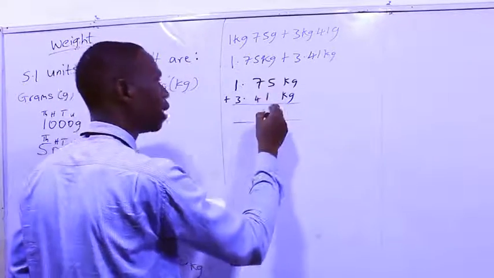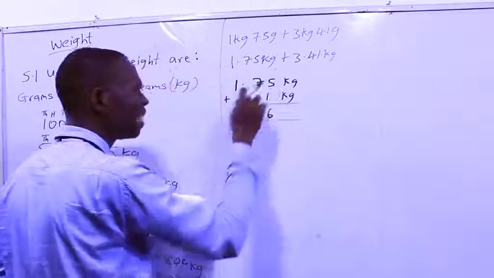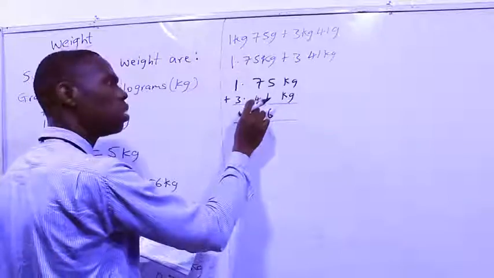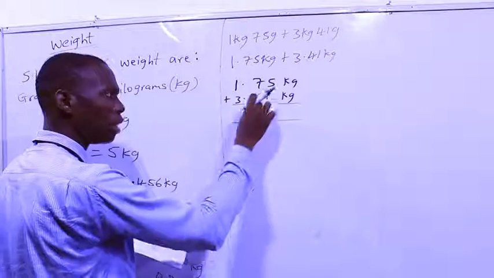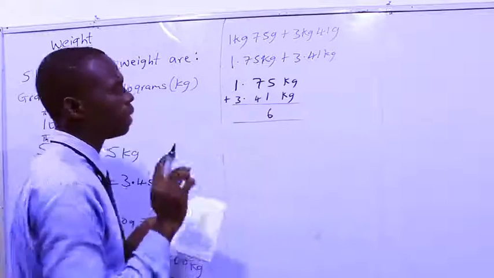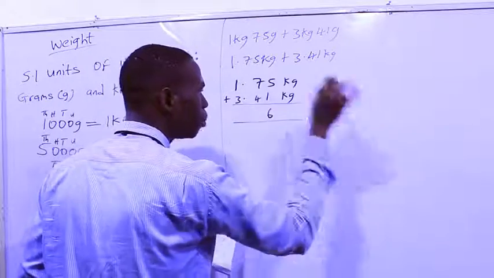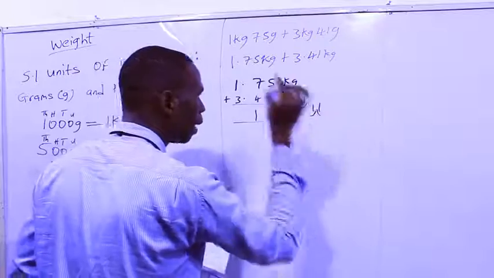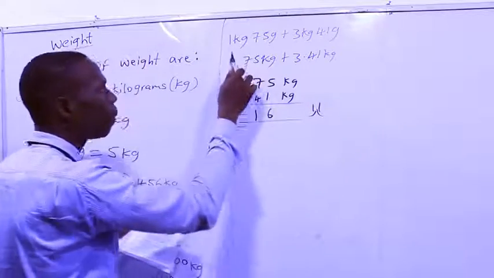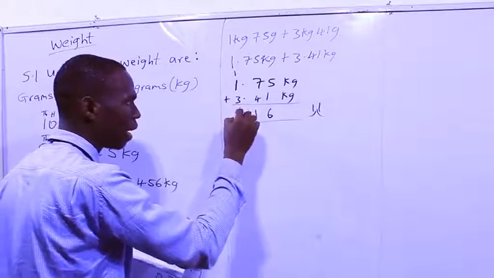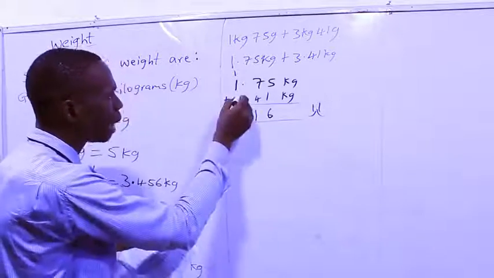This plus this is 6. This plus this is 11. We are not going to write 11 here. It's too big. Only one digit can enter any place value. So what will I do? Put this one, carry this one. Put here, 1 plus 1 is 2. 2 plus 3 is 5. Remember to bring down your decimal.